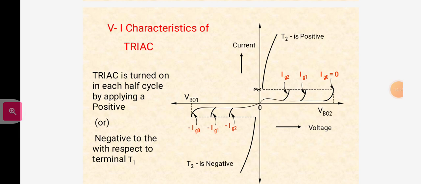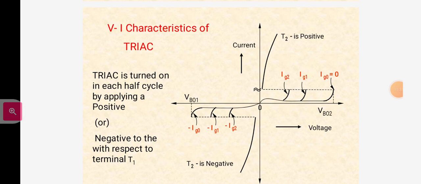As the triac can conduct in both directions, the terms anode and cathode are not applicable to the triac. Its three terminals are usually designated T1, T2 and G as gate. When the voltage applied is less than the breakover voltage, meaning VBO1 and VBO2, and the gate signal is not applied, the triac is in the blocking state for both directions.